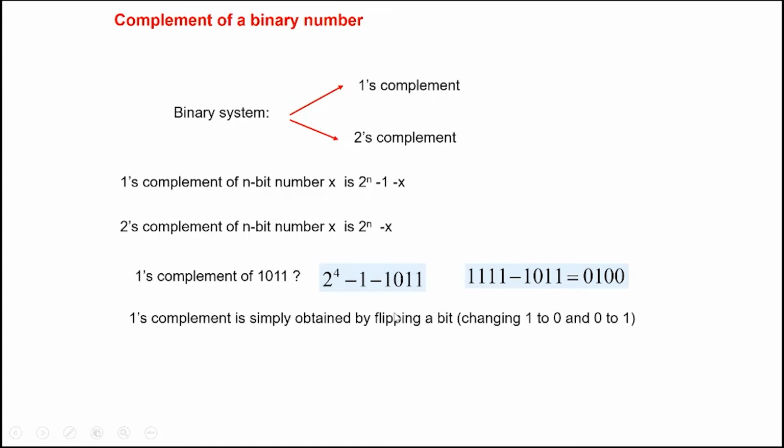So 1's complement is simply obtained by flipping the bits, by changing 1 to 0 and 0 to 1. For example, if you have a number like this, flip every bit. If it is 1, make it 0. If it is 0, make it 1. So it's very easy to compute the 1's complement of any binary number, simply by flipping the bits. And flipping the bits is also very easy in the form of a circuit.